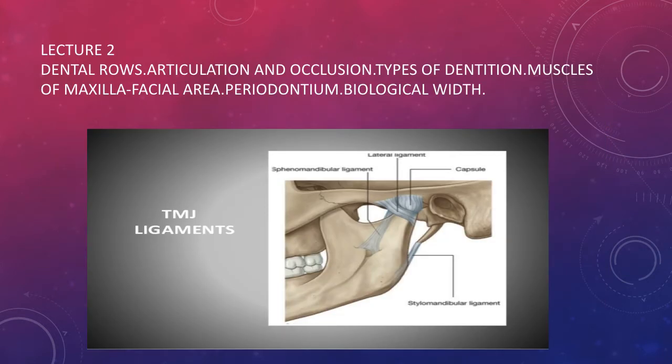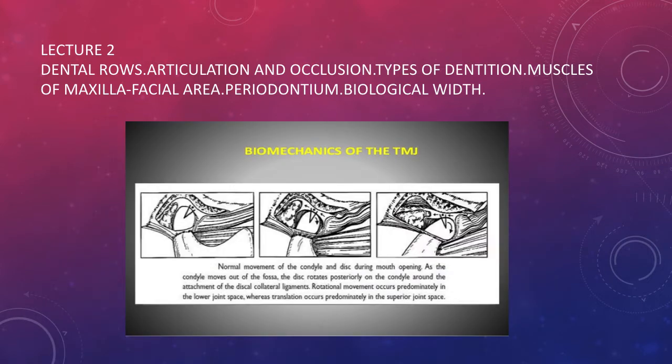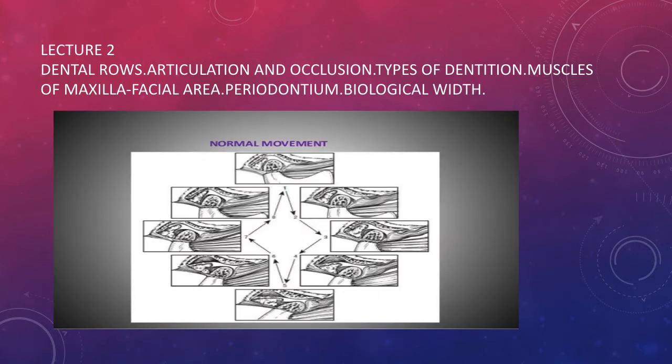In these photos, you can look again at the temporomandibular ligaments, the main part of which consists of the temporomandibular joint. Biomechanics of the temporomandibular joint: normal movements of the condyle and disc during mouth opening. As the condyle moves out of the fossa, the disc rotates posteriorly on the condyle around the attachment of the distal collateral ligament. Rotation occurs predominantly in the lower joint space, whereas translation occurs predominantly in the superior joint space. It is normal movement. You can look at these photos.